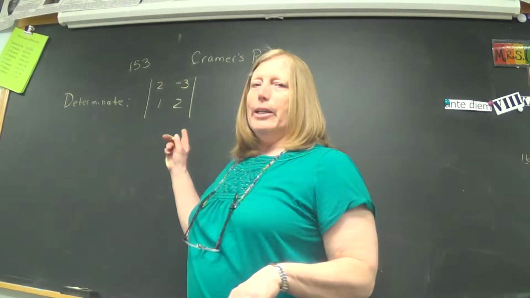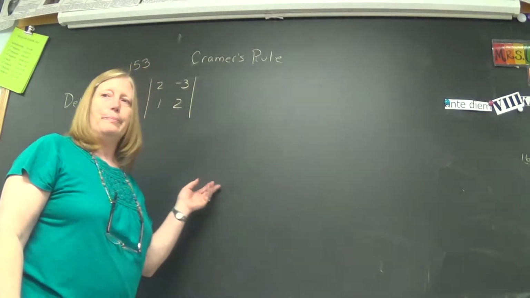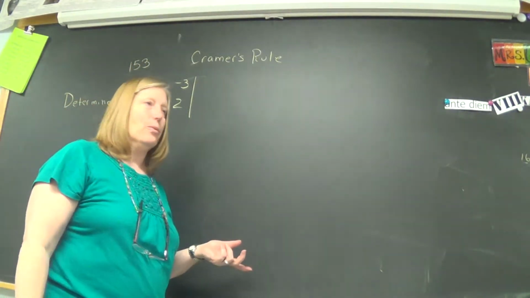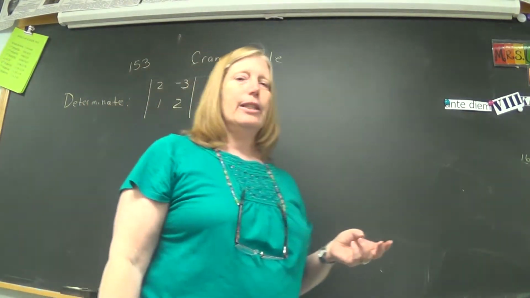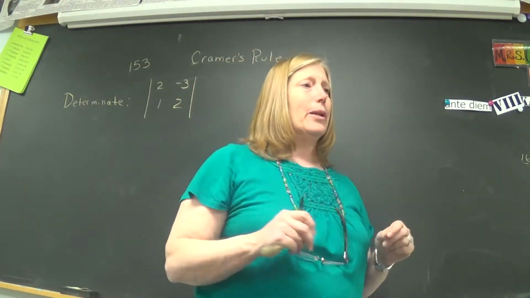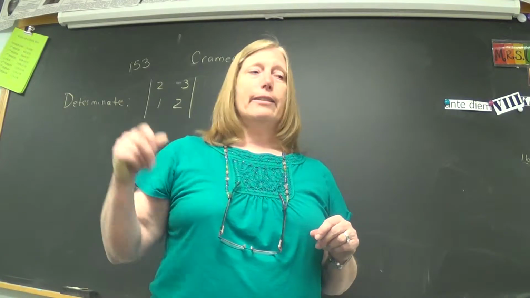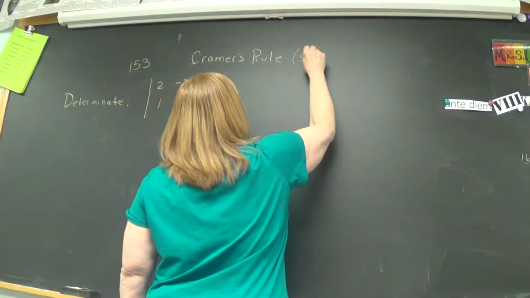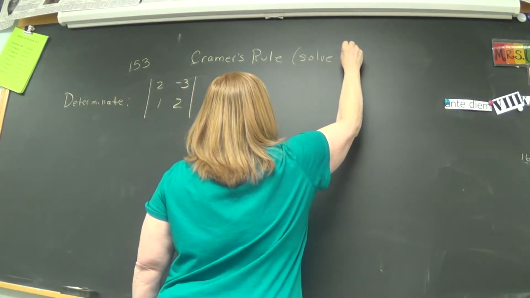So here we are. Is it on the board on? Yeah. Cool. This is called Cramer's rule. It shows up on page 153. And the first thing I need to train you in before we get to Cramer's rule is what a determinant is. And Cramer's rule is going to solve a system of equations.